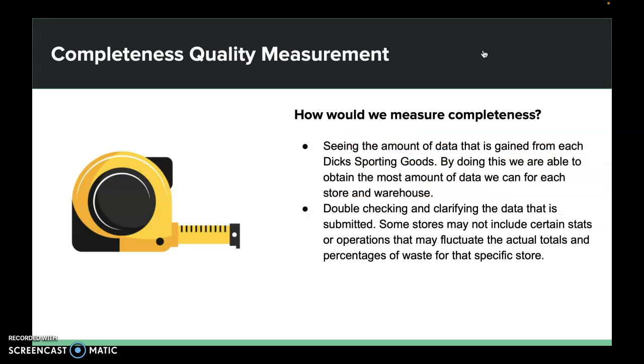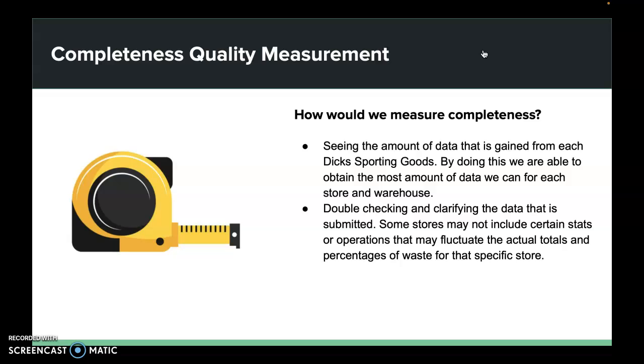So completeness quality measurement. How would we measure completeness? Seeing the amount of data that is gained from each Dick's Sporting Goods. By doing this, we are able to obtain the most amount of data we can for each store and warehouse. Double checking and clarifying the data that is submitted.